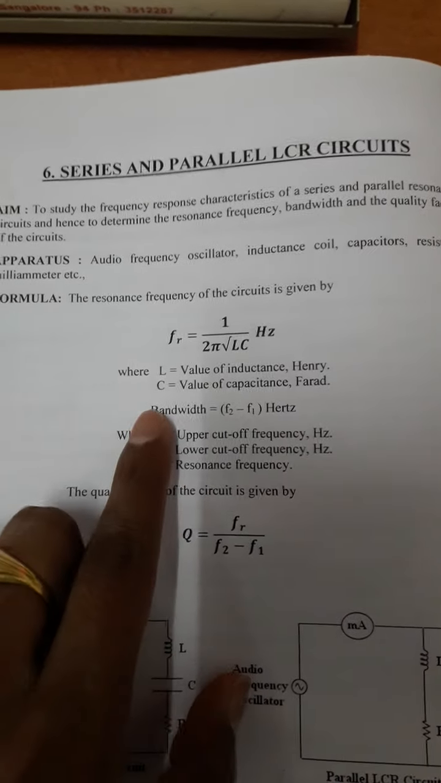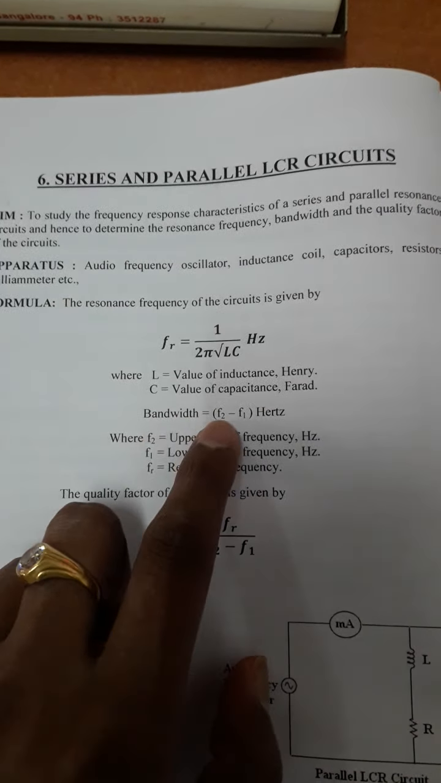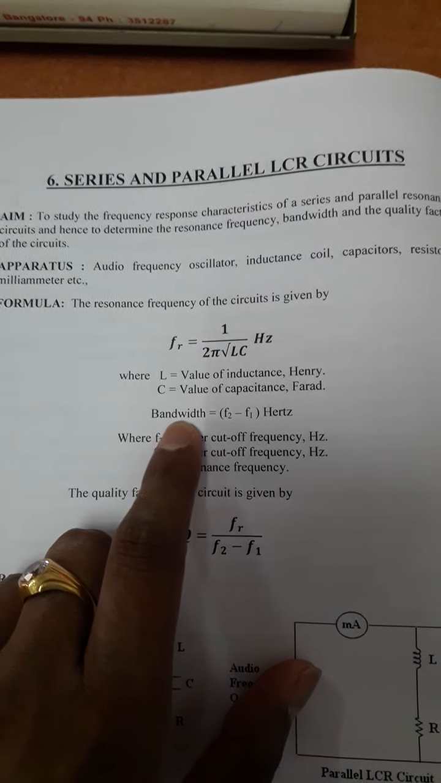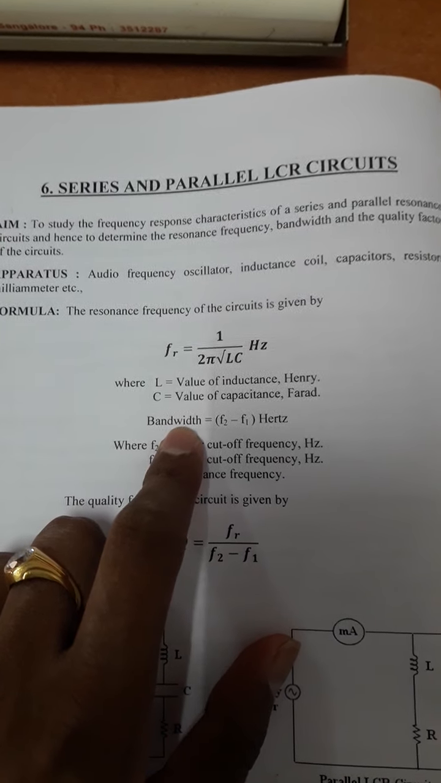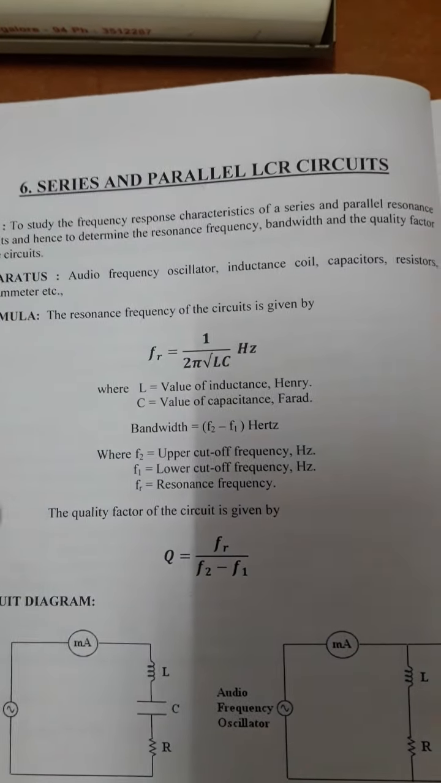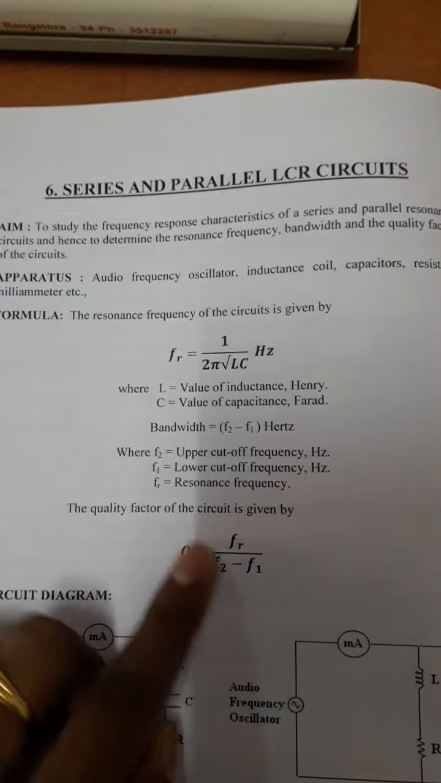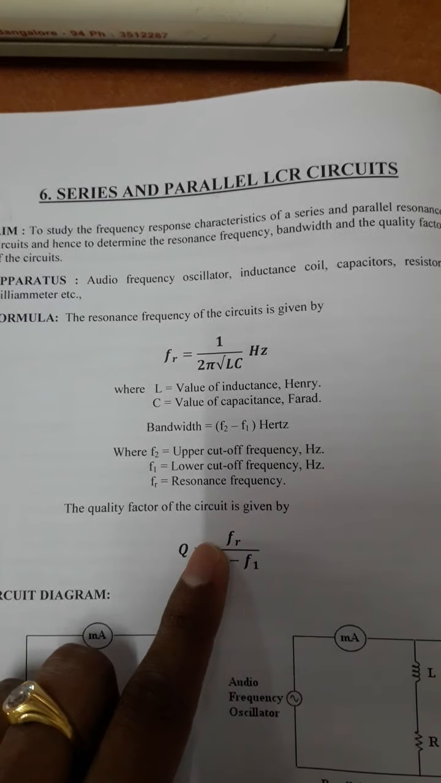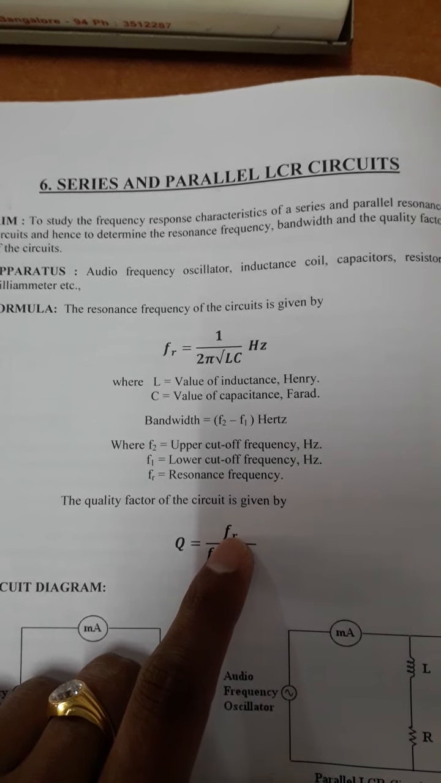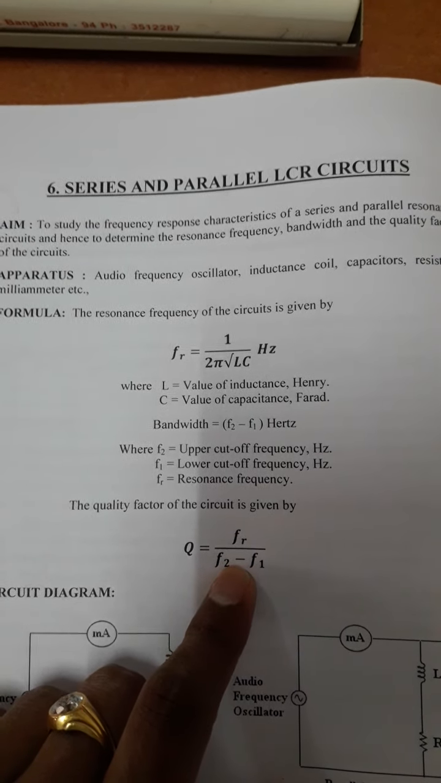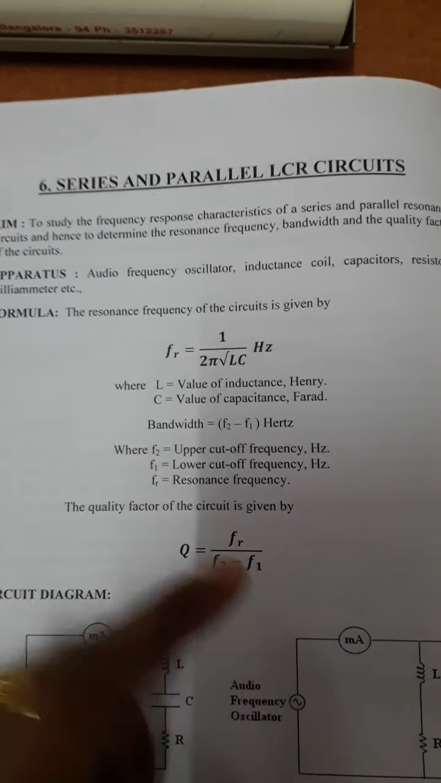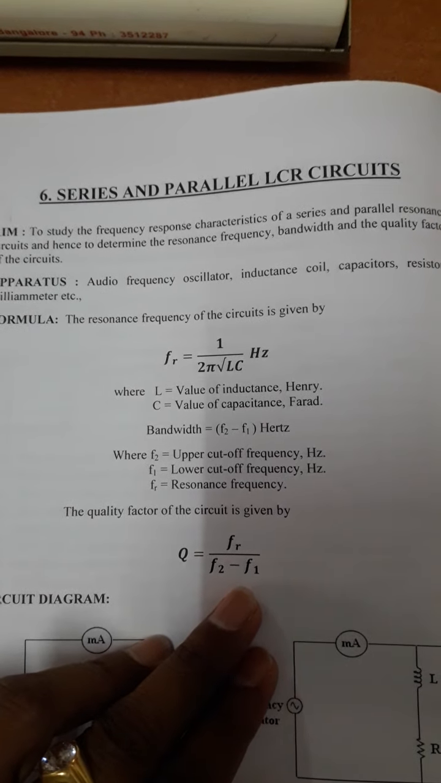We have a formula to calculate bandwidth, that is F2 minus F1. The definition of bandwidth is the range between the two cutoff frequencies, which we will get from the graph. Quality factor Q is equal to the resonance frequency divided by the bandwidth. Bandwidth means the range of the two cutoff frequencies. How will we get those two cutoff frequencies? We are getting them from the graph.